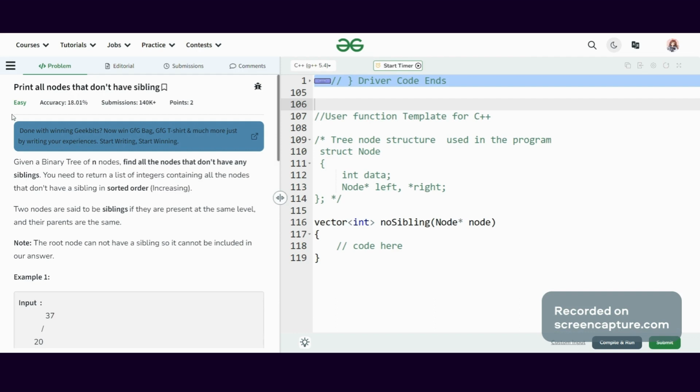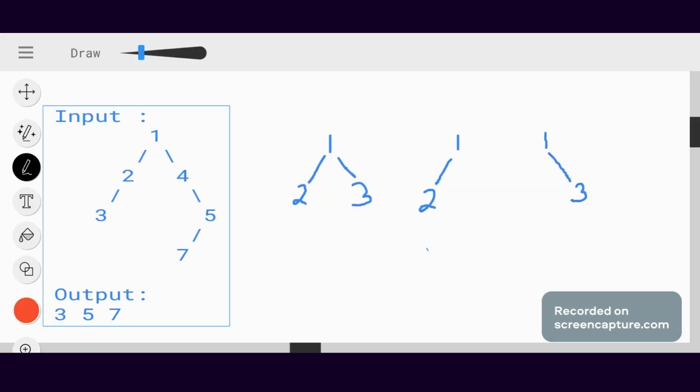So let's start solving today's POTT. Today's POTT is about printing all the nodes that don't have a sibling. Now let's see how to solve this problem. The problem has asked us to print all the nodes that don't have a sibling in sorted order. But before that, let's observe something.